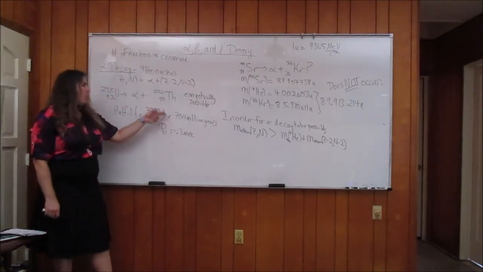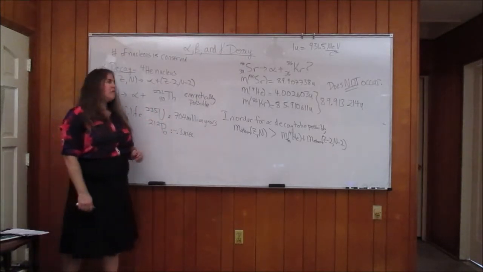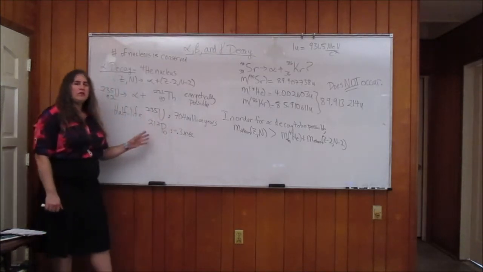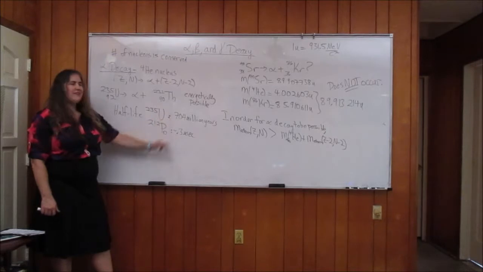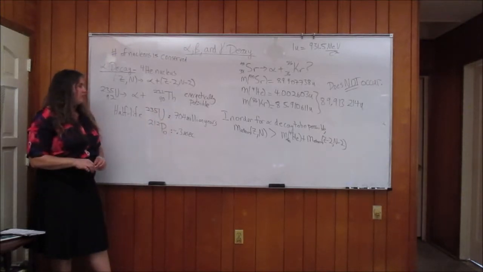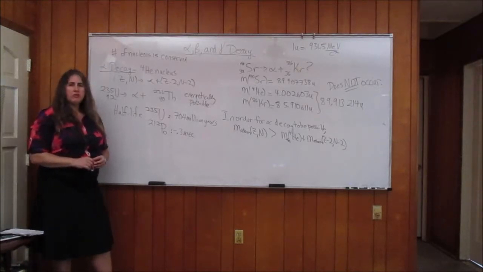And the question is, why is it so? Any theory of alpha decay has to explain or give, at the very least, insight into why these half-lives are so different from species to species. Okay? Let's next turn our attention to beta decay.